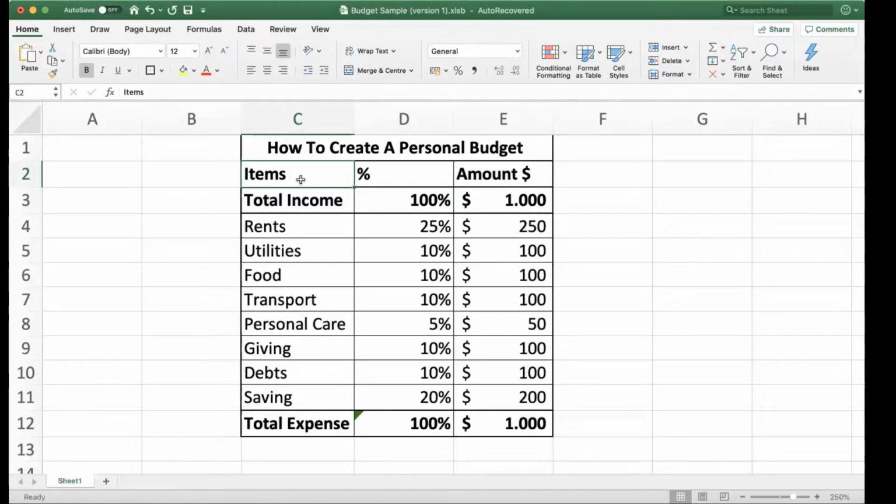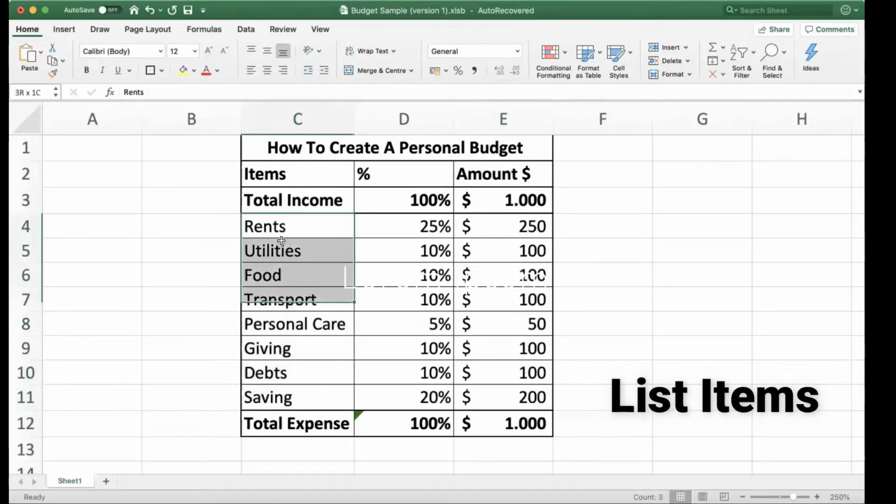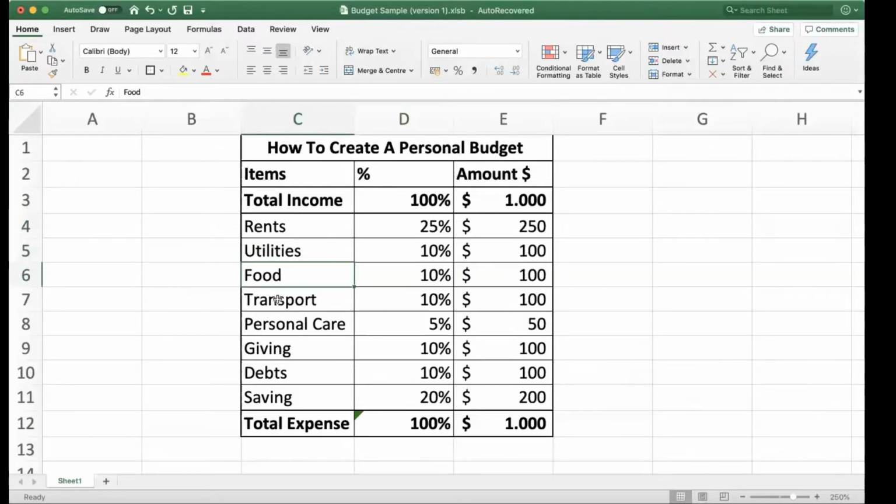Right. And then the next thing you need to consider is have a list of items that you need to expense every month. If you look at the left part of my cursor where I just highlighted the list of items I put out here, and these are the things I need to take care of every month, whether I like it or not. I need to take care of my rent, I need to take care of my utilities, I need to take care of food, transport, personal care or personal hygiene, or whatever you want to call it. I need to take care of giving, I need to take care of debt, I need to take care of savings.